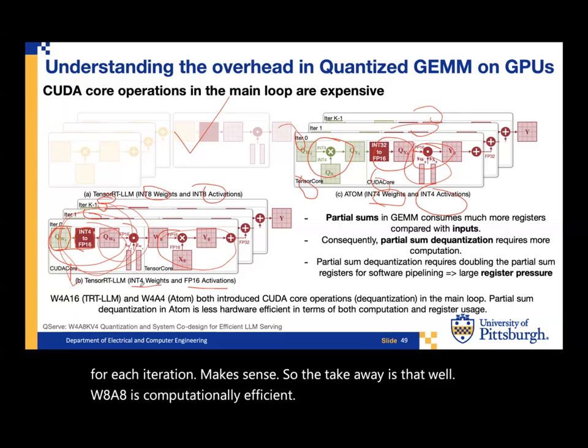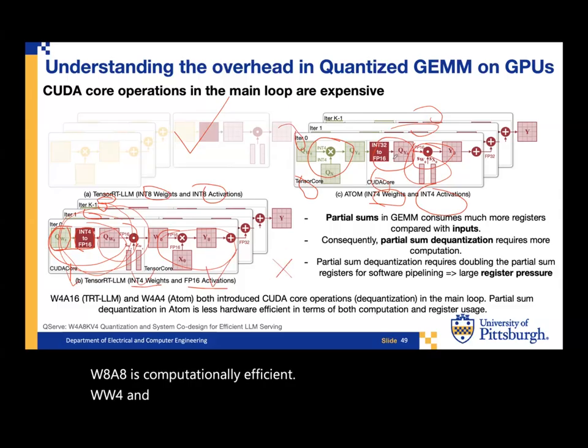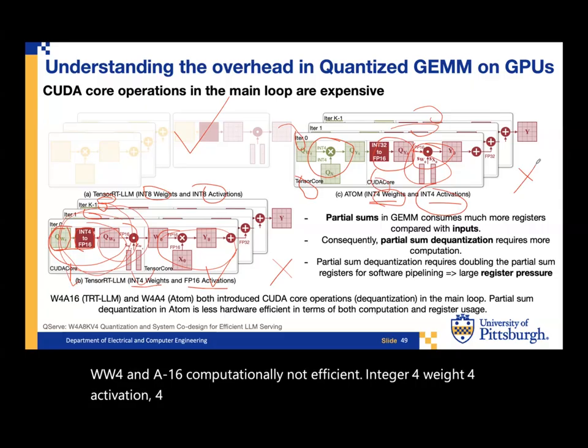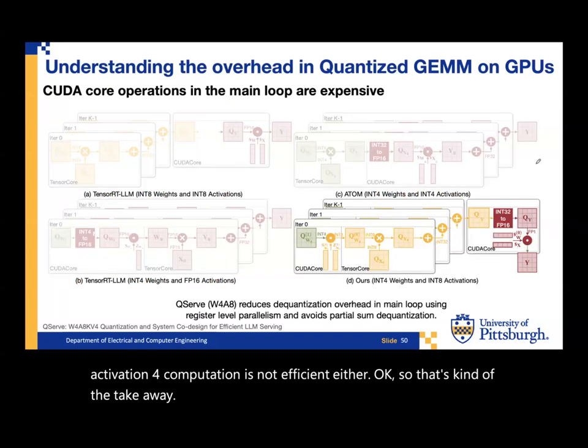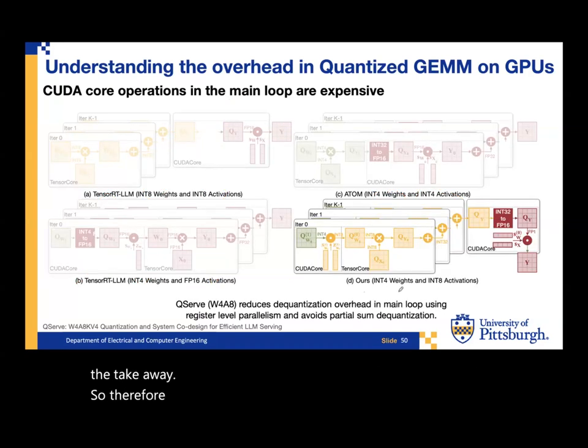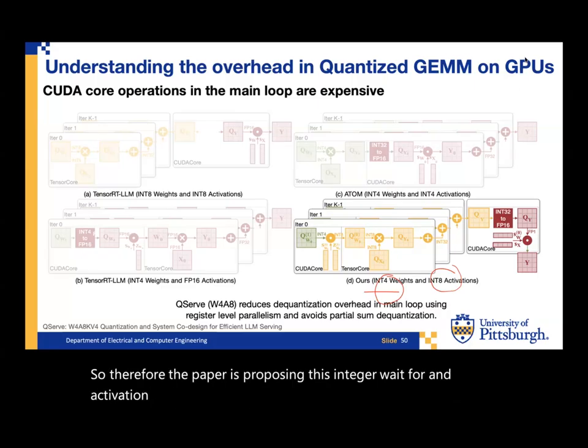W4 and A16 is computationally not efficient. Integer 4 weight, activation 4 computation is not efficient either. Okay, so that's kind of the takeaway. Therefore, the paper is proposing this integer weight 4 and activation 8 in order to improve the execution latency in GPU. And why is this better?